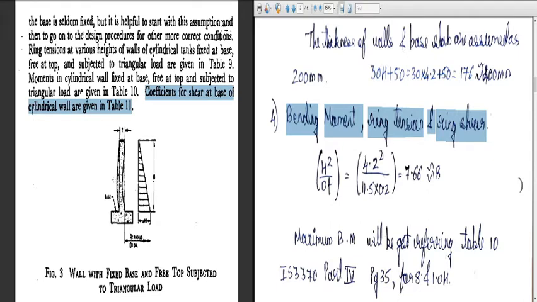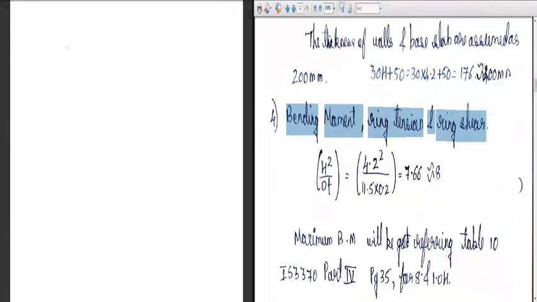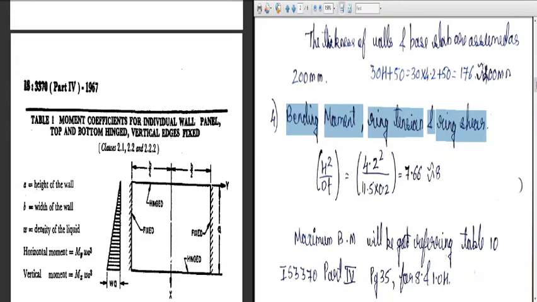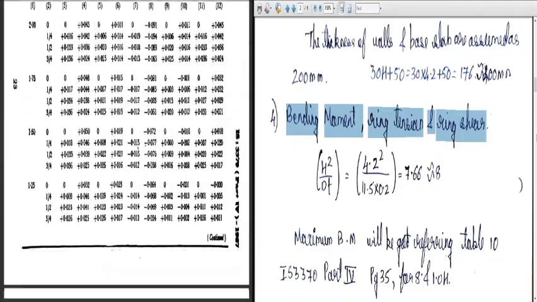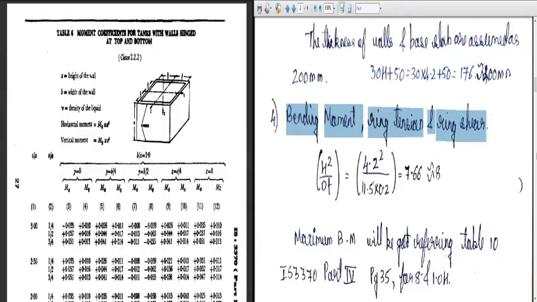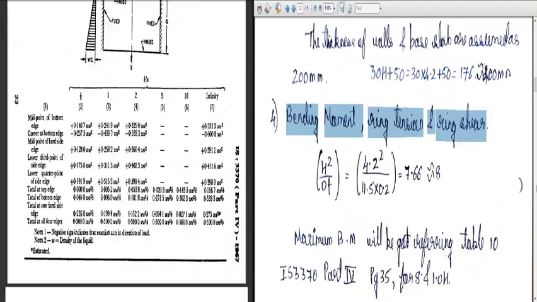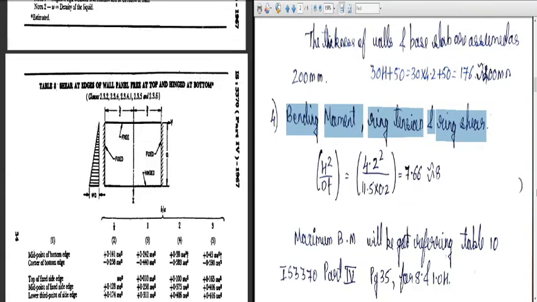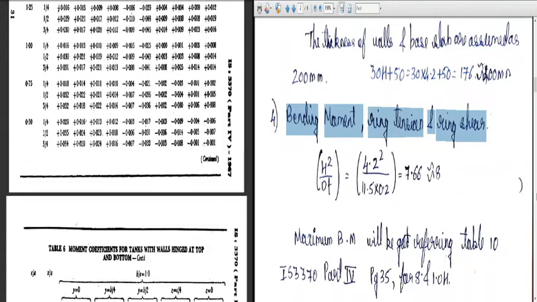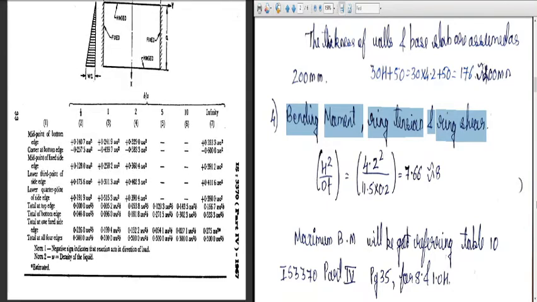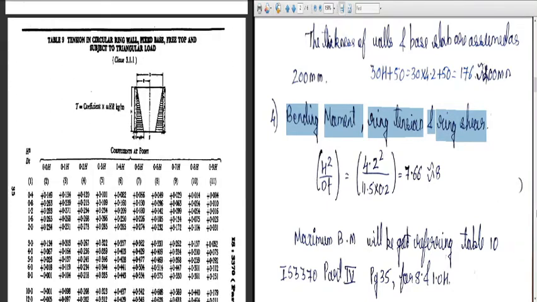So this is how it looks. Let us go to these three tables. So let us go to Table number 9. Okay, so this is page number 35 of the IS code, and this is how we calculate the ring tension.